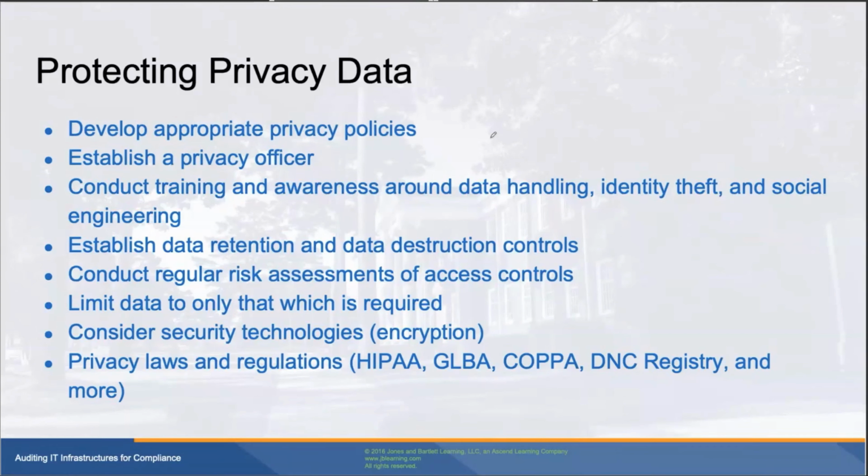Consider putting in technical controls, such as encryption. So that if everything else fails, if they get their hands on a hard drive of the system, it's encrypted, they can't get it out, right? And then we have to monitor these privacy laws and regulations. There's a new one they threw in there now. It's the DNC registry. What is that?